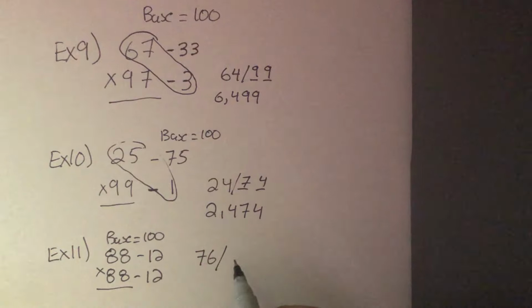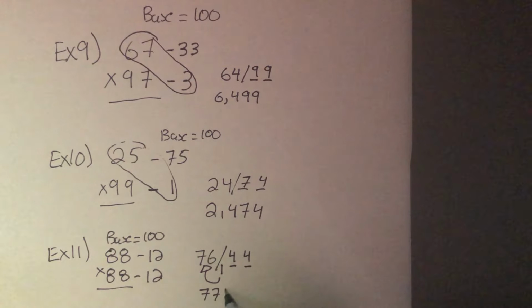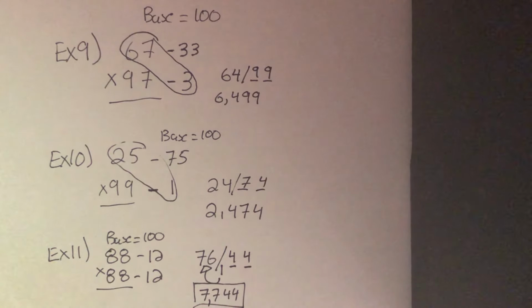I'm going to put a slash. Remember what I said, we can only have 2 spaces here. And what's 12 times 12 when I multiply the deficiencies? I get 144. So I have to write it like this. 1, 4, 4. This 1 gets carried over. 76 plus 1 is 77. So my final answer is 7,744.